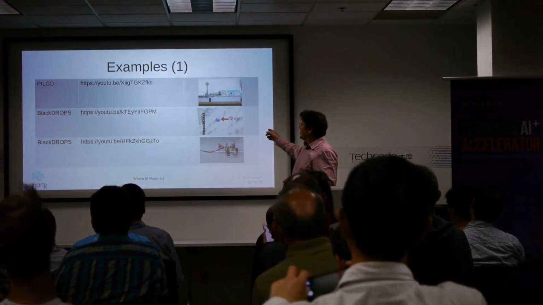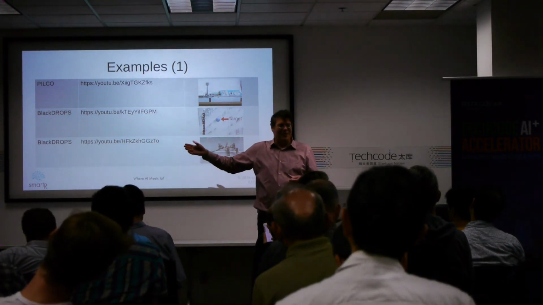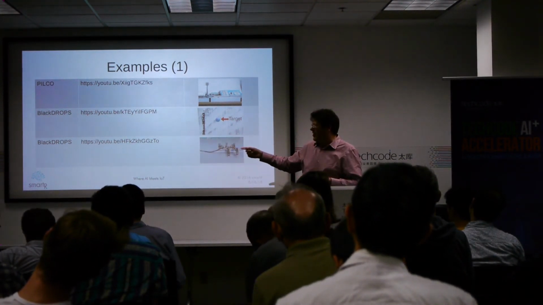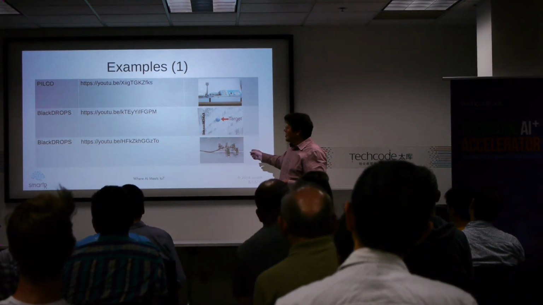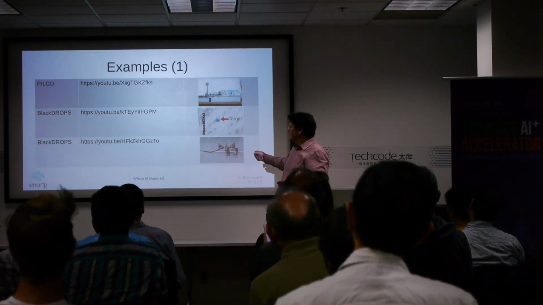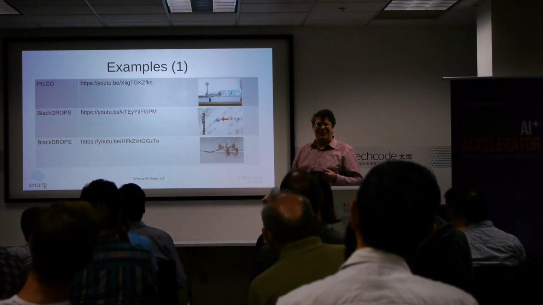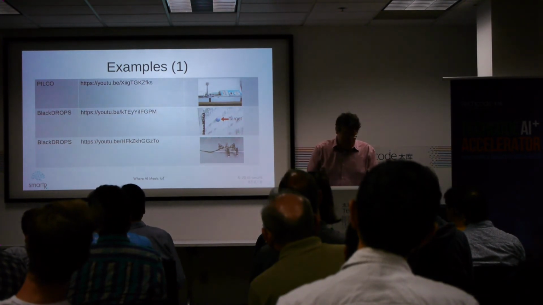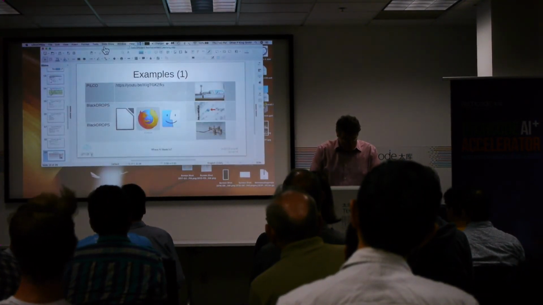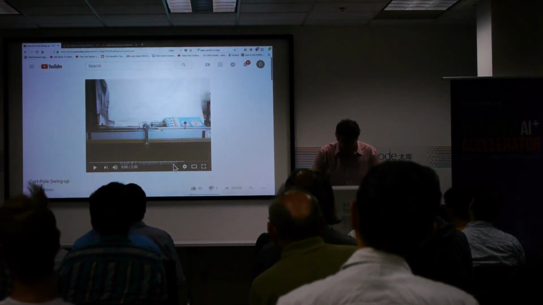We're then going to look at Black-DROPS, controlling a cheap, inexpensive, rickety, wobbly robot arm. It's going to try to figure out how to touch the blue target. Then I'm going to show another version of Black-DROPS that's slightly more sophisticated, where they took the hexapod robot, ripped off one of its legs, and it had to figure out how to walk as fast as it could in a straight line. So hopefully this works. We'll find out. Okay, so here's PILCO.